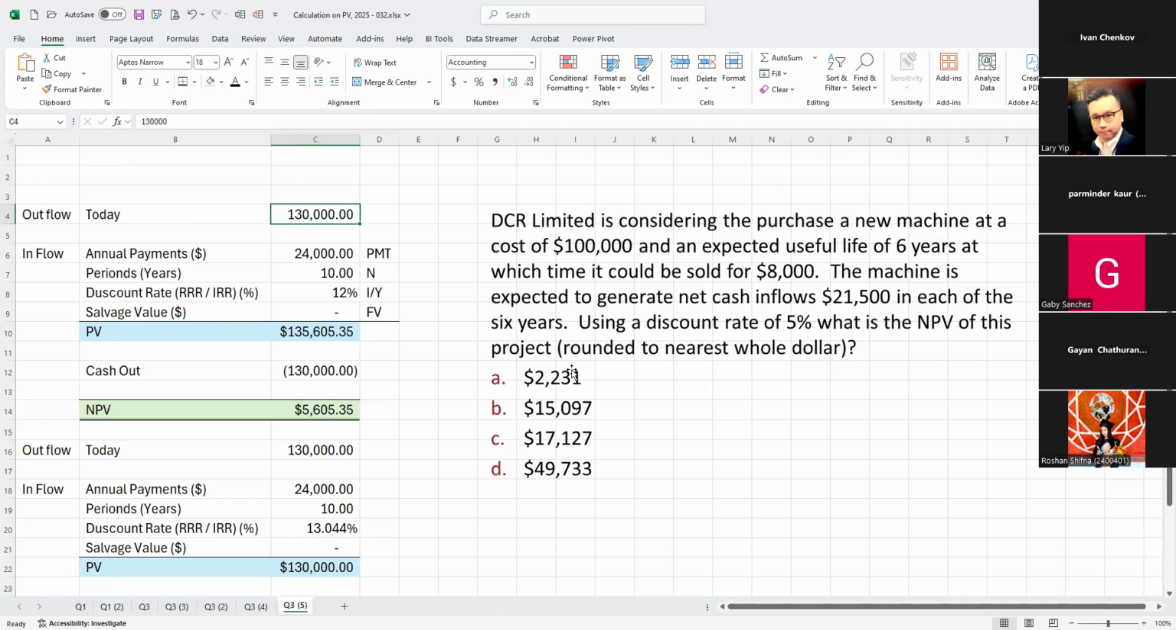So what we have today, we have to spend $100,000. We're going to receive 21,500 for the next 6 years. Our discount rate is 5%, and we have a salvage value, which we're going to get, 8,000 at the end of the 6 years. So the question here is how much is the present value?